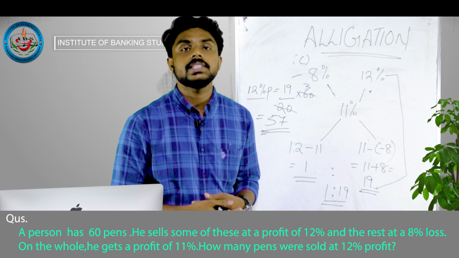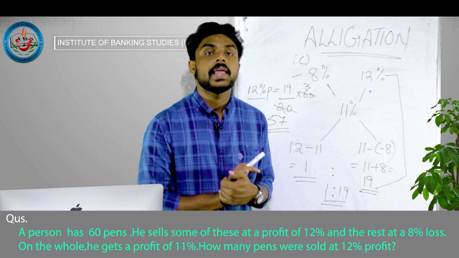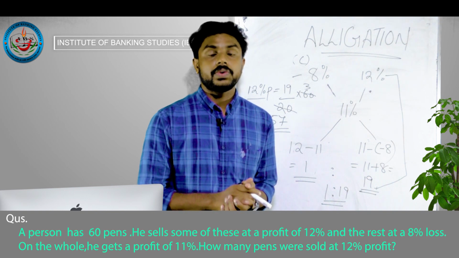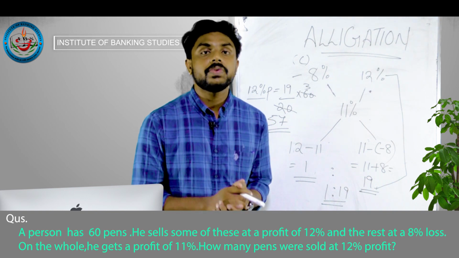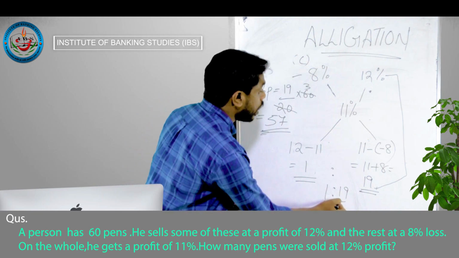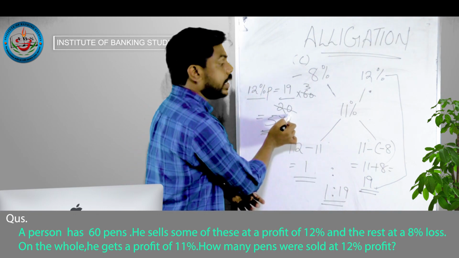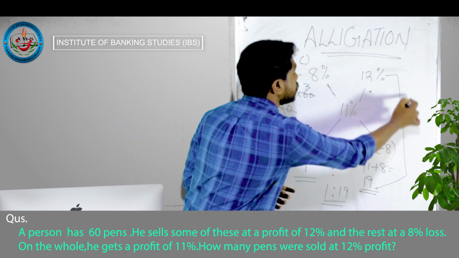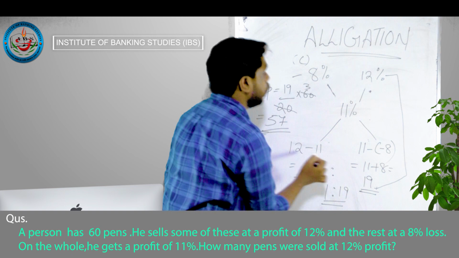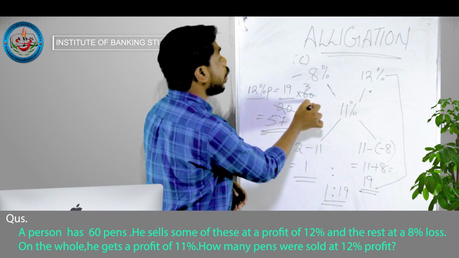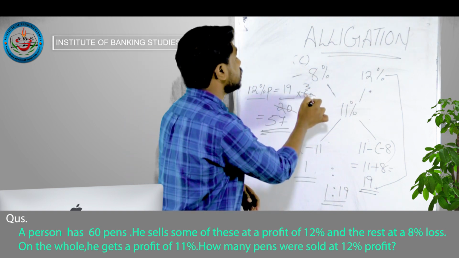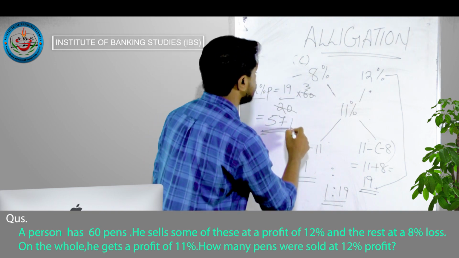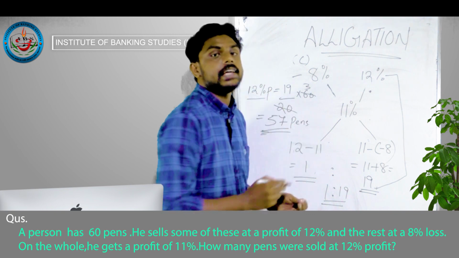Then we can move to our question. What is being asked in our question? How many pens can be sold at a 12% profit? We have a total ratio of 1 plus 19, which is equal to 20. The pens that can be sold at a 12% profit have a ratio of 19. So 19 divided by 20, into the total number of pens, 60. 20 into 3 is 60, 19 into 3 is 57. So 57 pens is our answer.